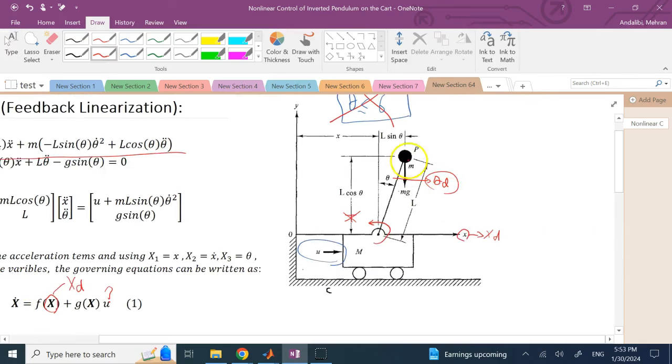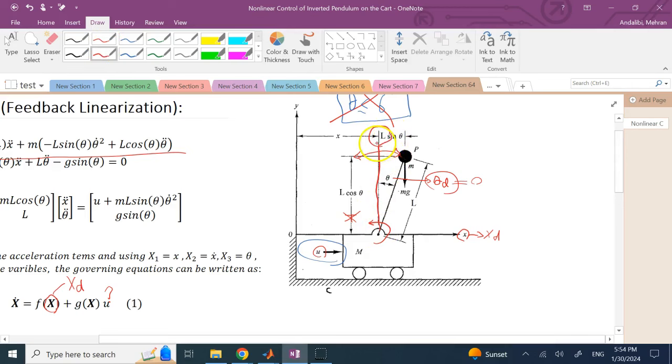Most of the time you want this pendulum to be held in balance, so you want this theta desired to be 0. So you want to apply a force to balance this pendulum on the cart and keep it in this upright position. That's most of the time what you want to do with the pendulum.